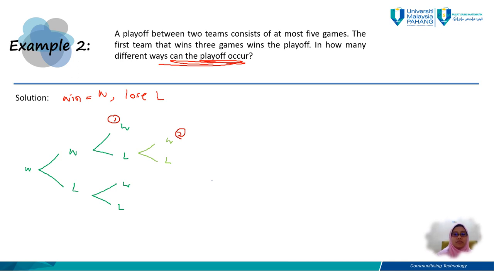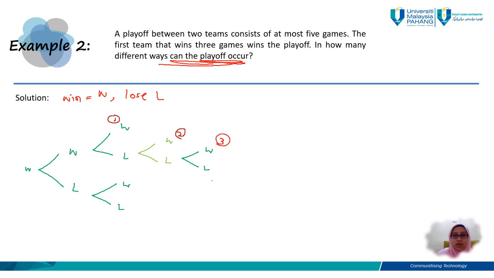Okay. So and then we have win, win, lose, lose. Okay, so we can continue again. So we will have here win and then lose. Okay, and then we check again. So we have win, win, lose, lose, and then win. Okay, that means this is for number three.